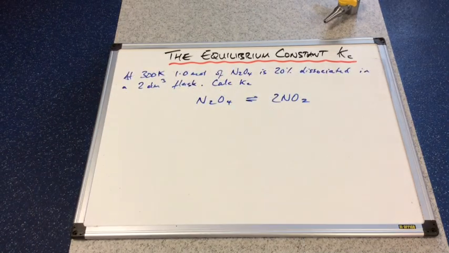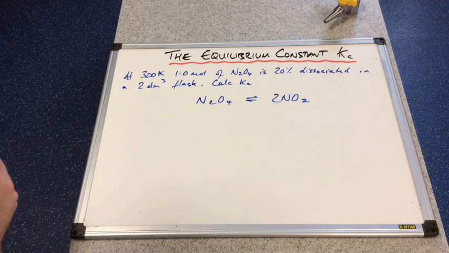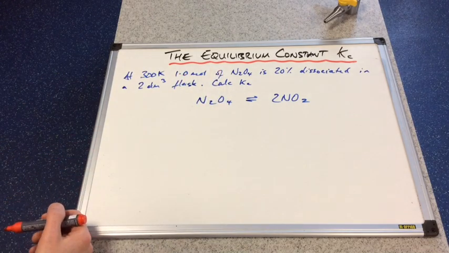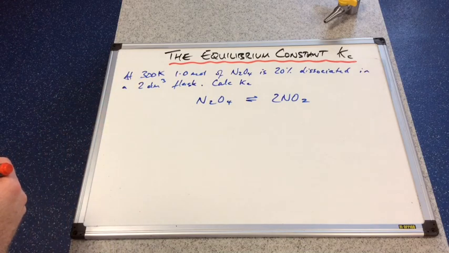So we'll look at this one now. The wording's a little bit different. They sometimes like to ask things in a more obscure way to really test people's understanding. Essentially though, the method's still the same. So we've got a temperature of 300 Kelvin, and 1 mole of N2O4 is 20% dissociated. And we're told that the flask that it's carried out in has a volume of 2 decimeters cubed.